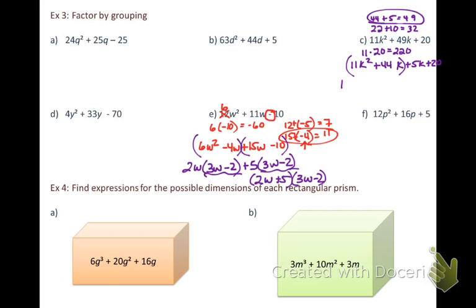So it would be 11k on the outside, and you would have k plus 4. And then on the second set, you would have positive 5, and you would have k plus 4 again. Yep, that one works again. So it would be 11k plus 5 and k plus 4.